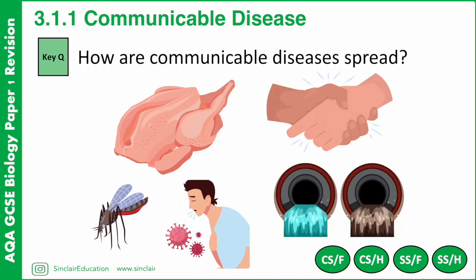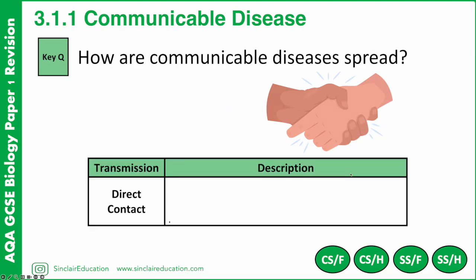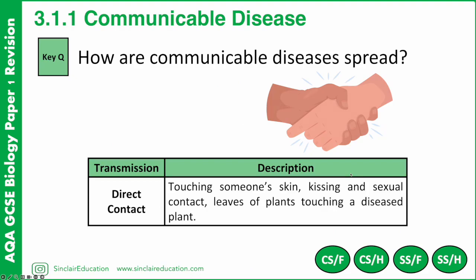There are different ways that disease can spread, and a few visual hints as we go through these, but we'll take each in turn. The first is direct contact. So this is an example of touching someone's skin, kissing, sexual contact, but also leaves of plants touching a diseased leaf of another plant. So they're all having to come into direct contact to spread that infection.